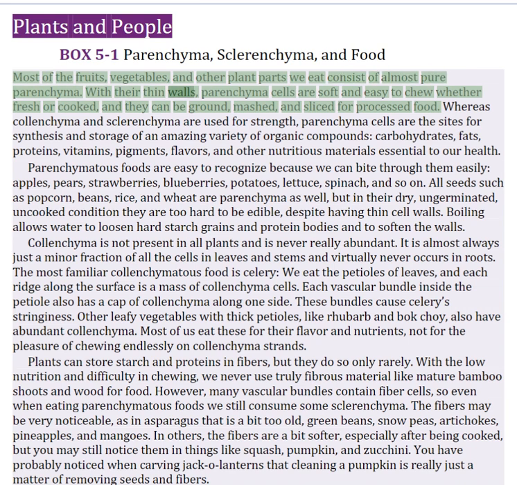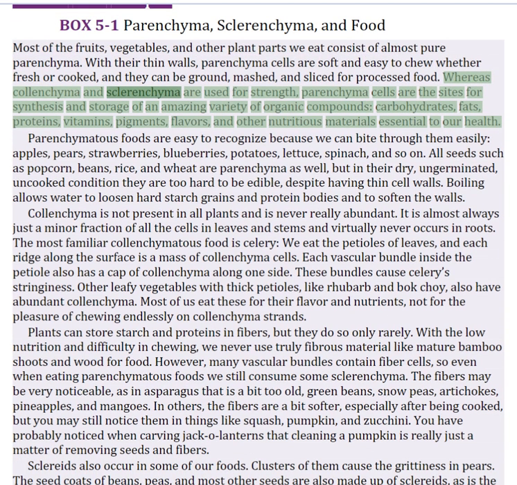With their thin walls, parenchyma cells are soft and easy to chew whether fresh or cooked, and they can be ground, mashed, and sliced for processed food. Whereas collenchyma and sclerenchyma are used for strength, parenchyma cells are the sites for synthesis and storage of an amazing variety of organic compounds: carbohydrates, fats, proteins, vitamins, pigments, flavors, and other nutritious materials essential to our health.